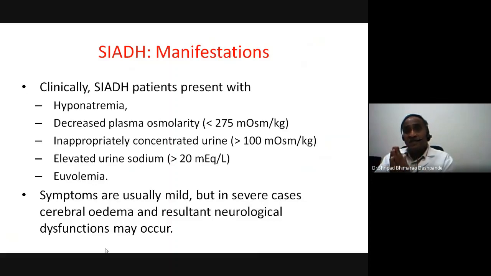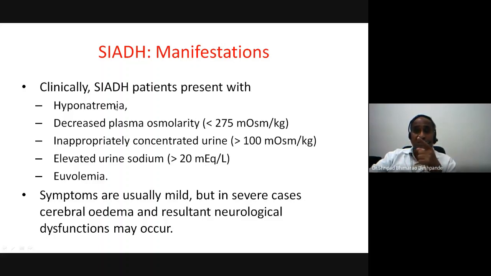That means there is a greater concentration of urine. So the urine osmolarity is increased, more than 100 milliosmoles. At the same time, in this condition of hyponatremia, there is a decreased plasma osmolarity. These two things, decreased plasma osmolarity and increased urine osmolarity with hyponatremia, are in favor of SIADH. And now the fourth point is that the urine sodium level is greater.